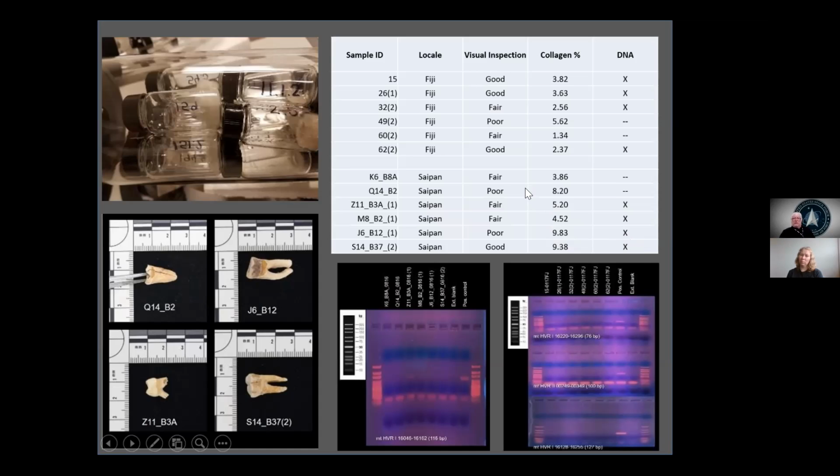But as you can see here, there was one from Saipan that looked like the visual inspection and preservation was poor. We got a lot of collagen out of it, but we didn't get any DNA. Here's an example from Fiji where the condition we visually observed was fair, the collagen was very low, and we didn't get any DNA out of it. So it's not exactly one-to-one, but it is the kind of thing that these studies can help us build up an observational and an empirical assessment of what we expect to find in the samples going forward.